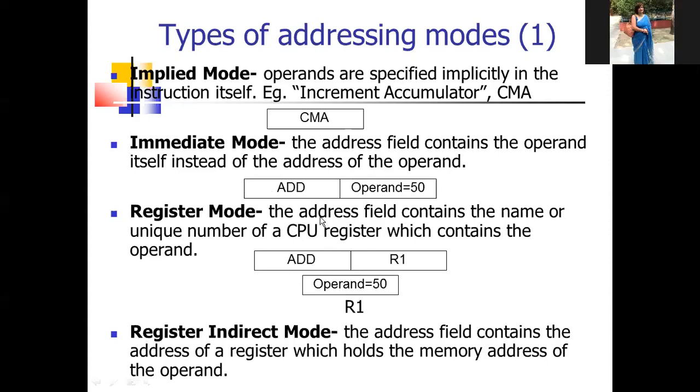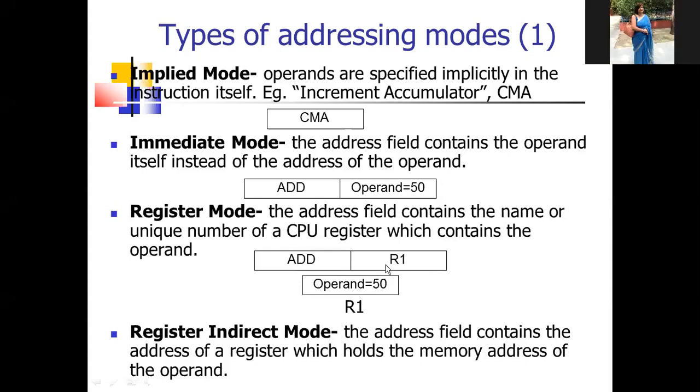It says that the address field, because we are here, we are going to talk about two fields. One is the OP code field, another is the address field. It says that the address field contains the name or the unique number of a CPU register which contains the operand. This is the definition of a register mode.